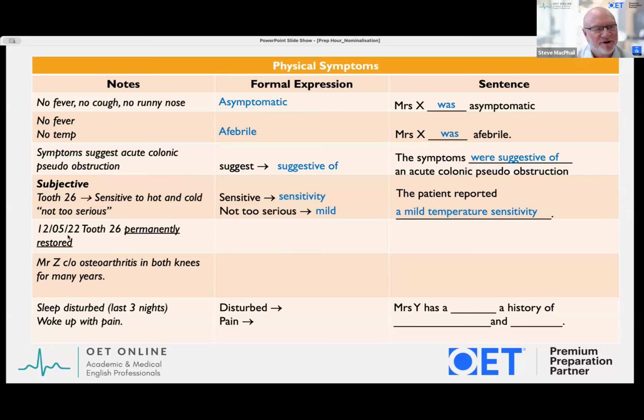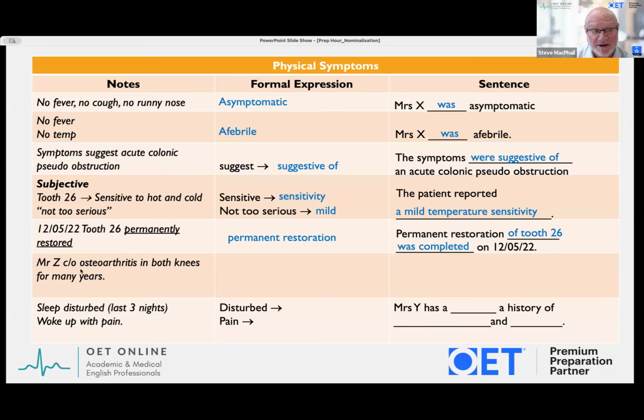Okay, let's look at the next one. So back in 2022, 2 of 26 permanently restored. That's an action. Someone restored it, adverb and a verb. But we can turn that into an adjective plus noun pattern, permanent restoration. Permanent restoration of 2 of 26 was completed on this date. All right, so the case notes don't have the verb complete, but that's been added by the writer. Again, formal writing style.